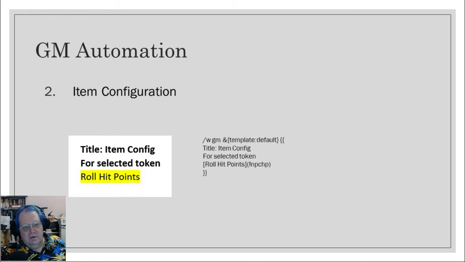And then the couple of lines there we should display on the screen. We title item config for selected token, and then the item we want the player to be able to click on, open square brackets, roll hit points, close square brackets, and then inside round brackets will be the command we want to run, !NPC HP. And then we close the double squiggly brackets, and that's it. And that's as simple as we need to do to create a menu with only one item in it, but still creating a menu.